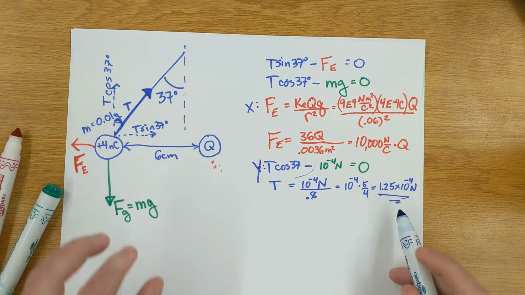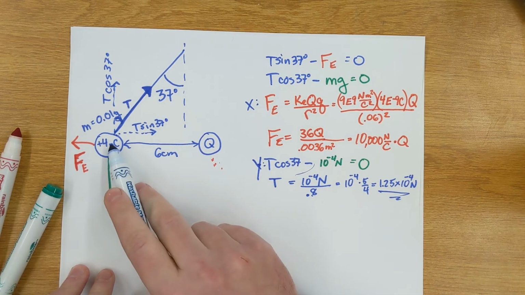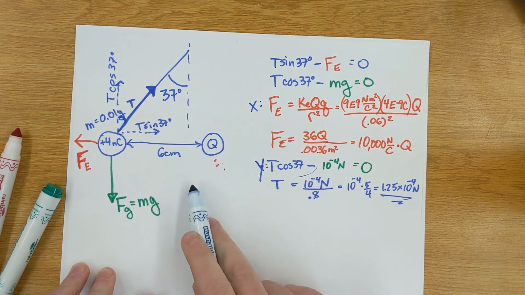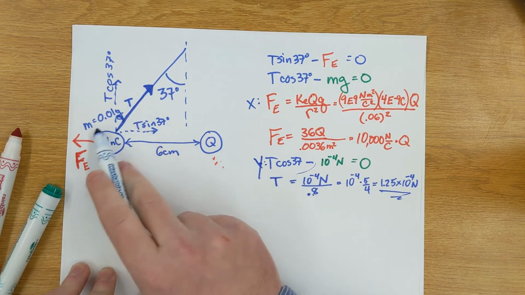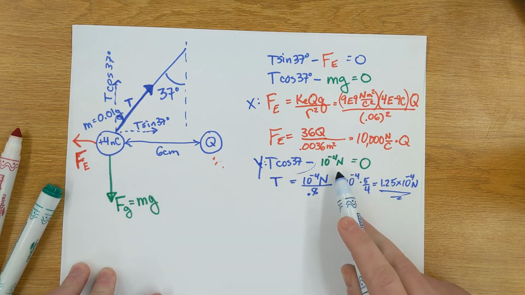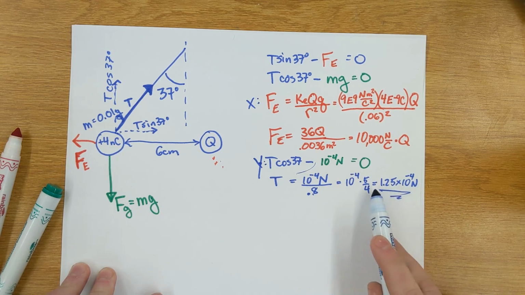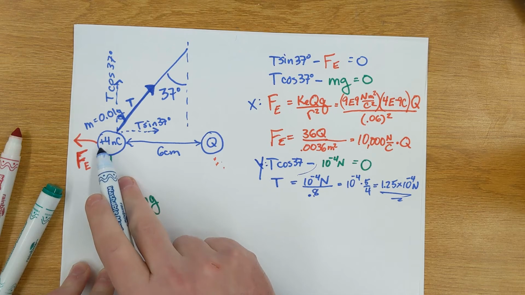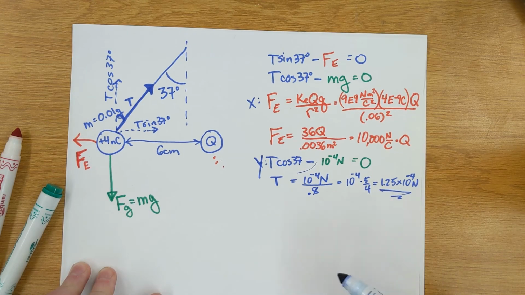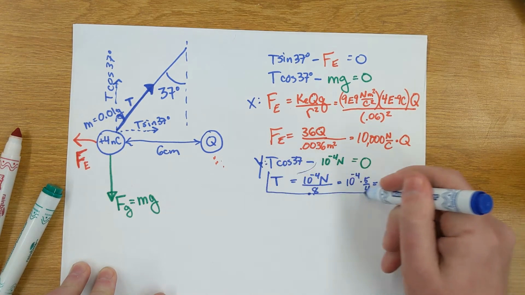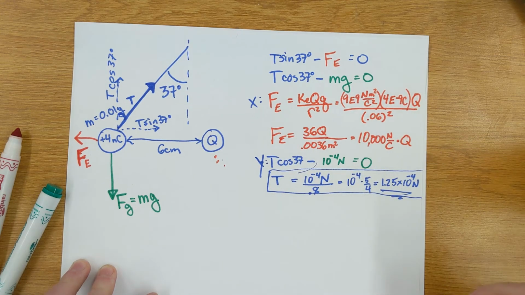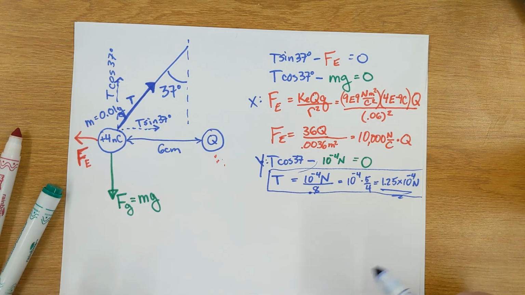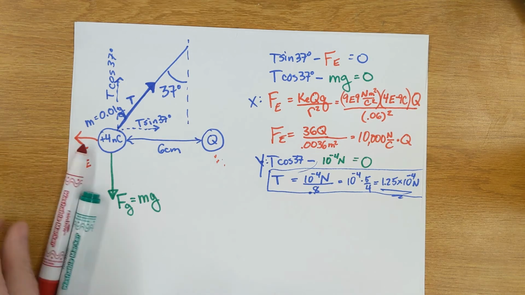Is that a reasonable number? Well, what would the tension be if this were just hanging at rest vertically? I know that it would be the weight of this mass, which we already figured out was 10 to the minus 4 newtons. Does it make sense? It's a little bit increased in order to swing this out at an angle. That makes sense to me, so that sounds like a good solution for the tension. And the last thing we want to know is, how big is that Q? So let's take a look at that.